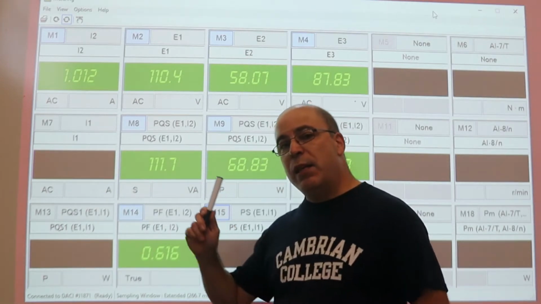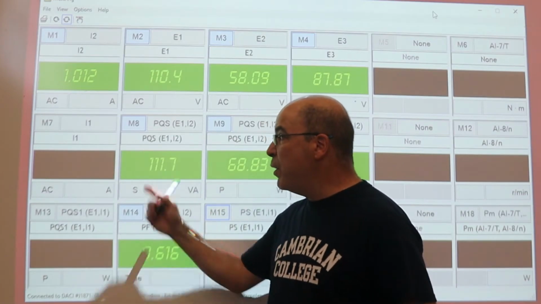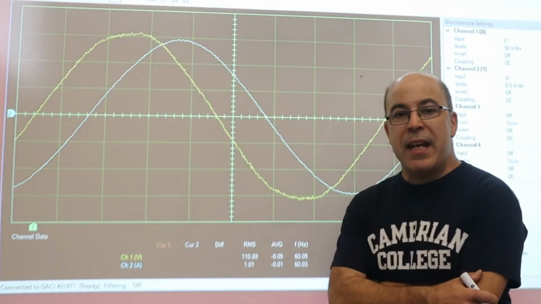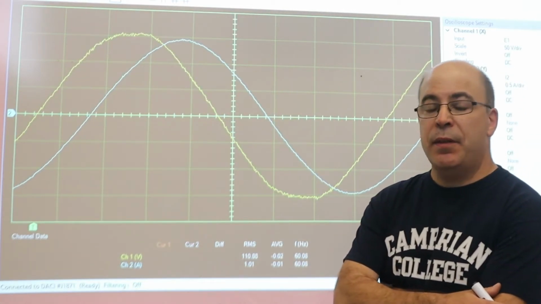I want to go and look at it through an oscilloscope. So I'm going to be right back, and I'm going to switch this view from a meter view to that of an oscilloscope. Here we have the circuit represented by a couple of waveforms on the oscilloscope.